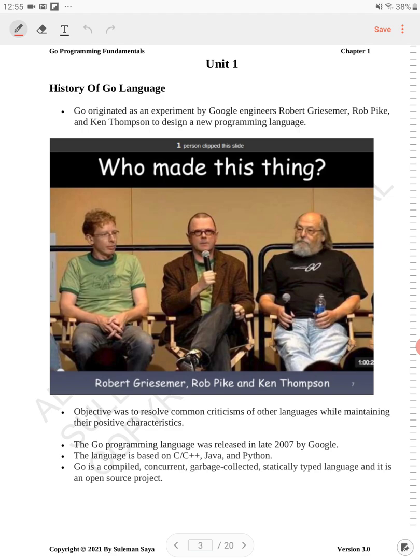So, the Go project was started by Google, and Google made sure that in this project, very experienced people are the ones who work. So Google hired Ken Thompson, Rob Pike, and Robert Griesemer, who was already working at Google on a different project.